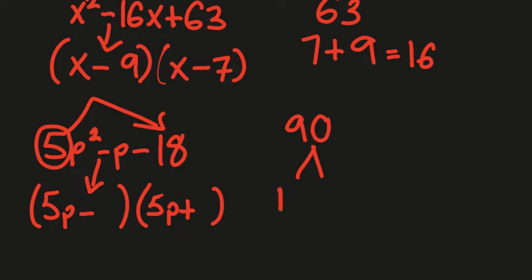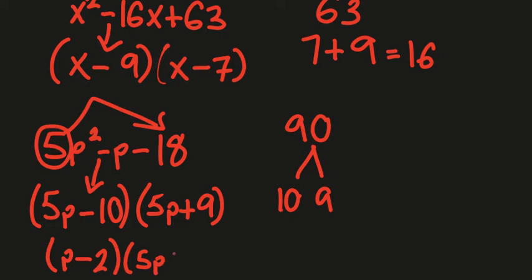That'll be 9 and 10. We put the bigger number first. Notice that in the first binomial, we have a 5 in common. We need to factor out the 5 and make it disappear. That is the one thing about this method of factoring a quadratic equation where a is bigger than 1 that we need to factor out and basically get rid of. But we have that 5p squared minus p minus 18 is going to equal p minus 2 times 5p plus 9.